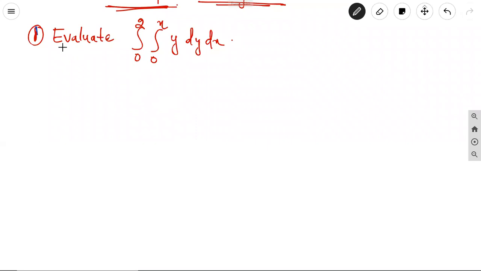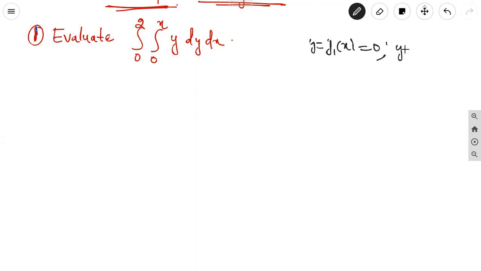Let us discuss a problem. Evaluate integral 0 to 2. This is nothing but integral a to b. The second integral limits are in the x expression. The function f of x comma y is y, dy dx actually. But here the y variable has boundaries 0 and x. That is nothing but y1 of x is equal to 0, that is y equal to 0, it is the one boundary. Y equal to y2 of x, that is equal to x. That is the upper boundary.